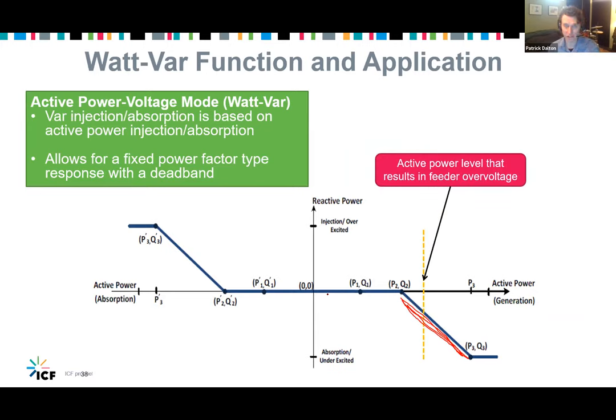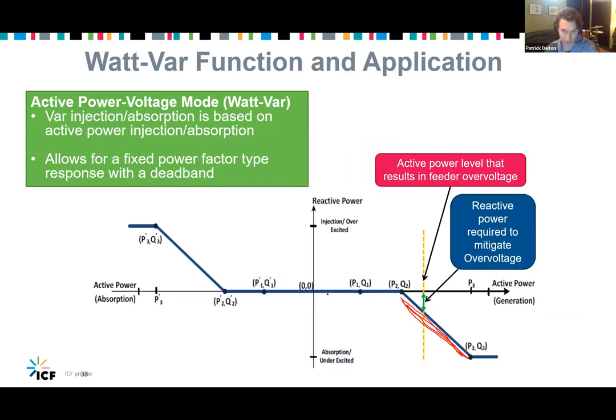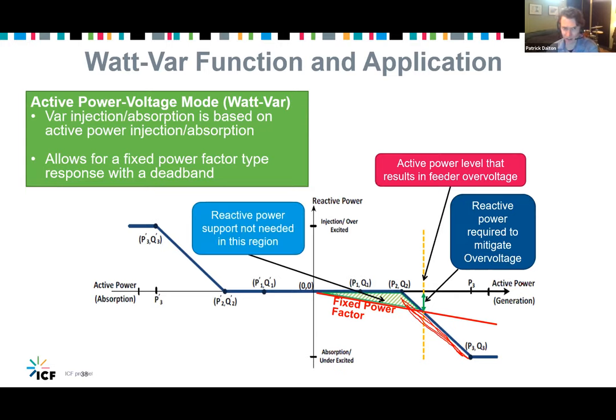The way that this might be used is a study could uncover that there's a certain active power that starts to result in an overvoltage and a known amount of reactive power that would be required to mitigate that overvoltage. Here's a fixed power factor approach, where there'll be reactive power at any amount of generation. But this new function might say, well, we don't really need reactive power in this region at all. And so we can instead use this watt VAR function. It has a dead band. That's one potential use for it.